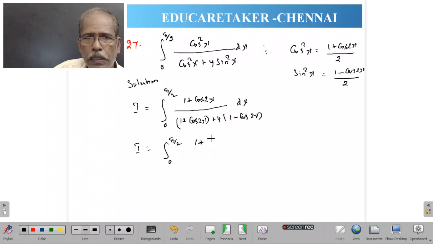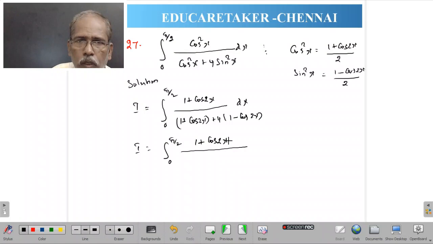1 plus cos 2x. Look at the denominator. How many cos 2x? And 4 into 1, 4, 4 plus 1, 5, minus 3 cos 2x. Okay, 3 cos 2x dx.